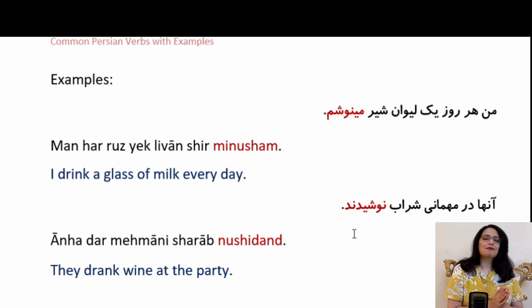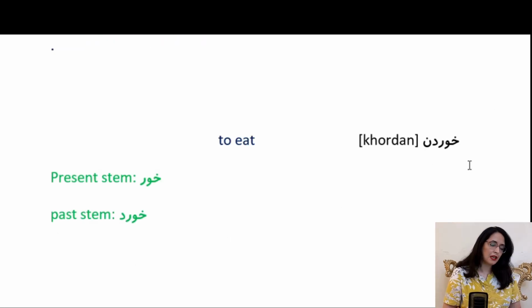In spoken Persian, we usually use the verb خوردن. خوردن. To eat. The present stem is خور and the past stem is خورد.